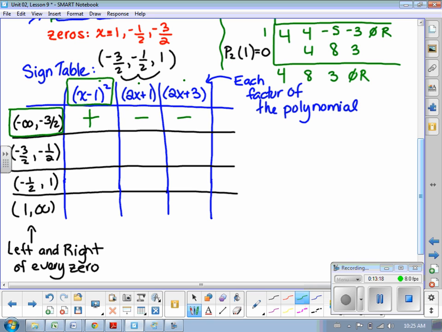The next thing we have to pick is a number between -3/2 and -1/2. That's a little bit tricky. -3/2 is -1.5 and -1/2 is -0.5, so the easiest number to choose would be -1. So we're going to say -1 minus 1 squared will be positive. 2 times -1 plus 1 will be negative. 2 times -1 plus 3 will be positive.